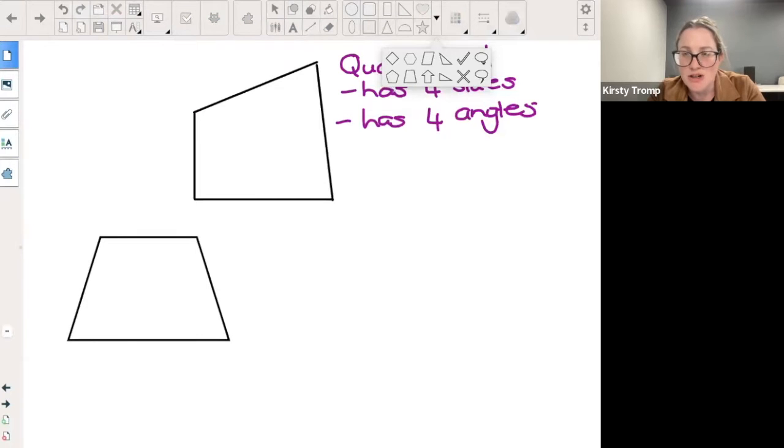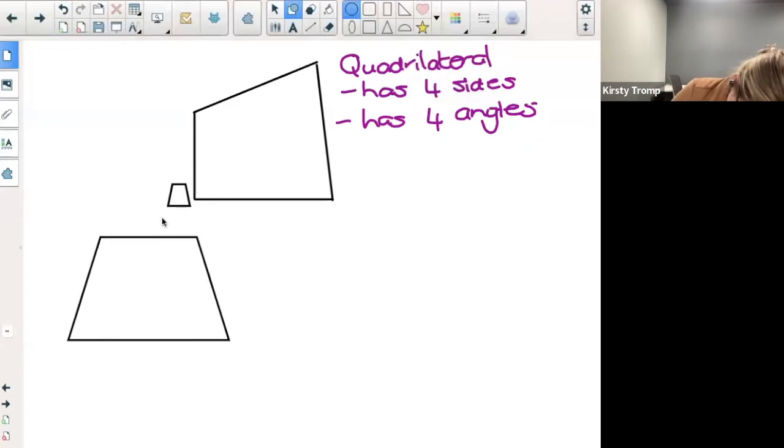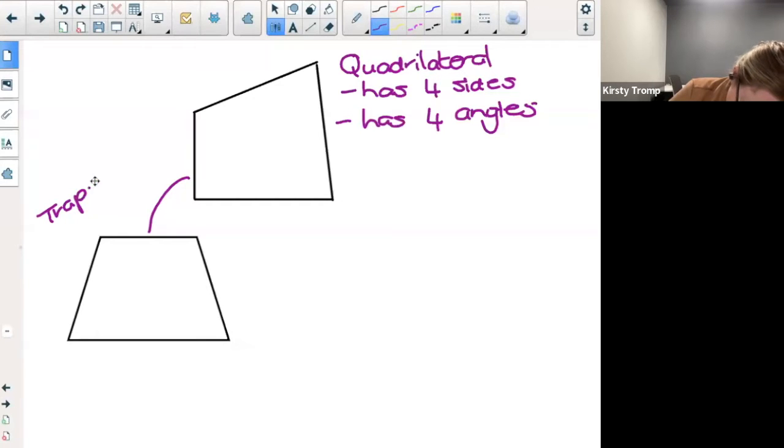Amishle, what kind of quadrilateral is that one that I've just drawn on the screen? Hi, ma'am. The shape is a trapezium, ma'am. Thank you so much. Well done. So Amishle is very correct. This shape here is the shape that we call a trapezium.